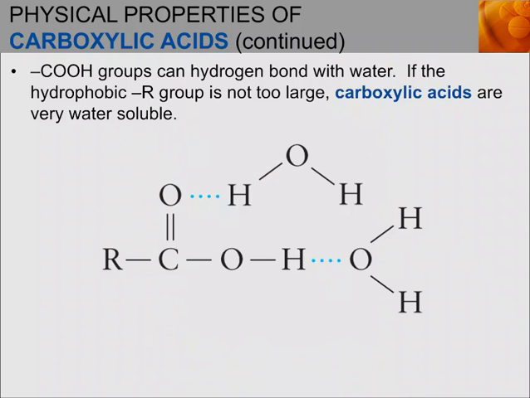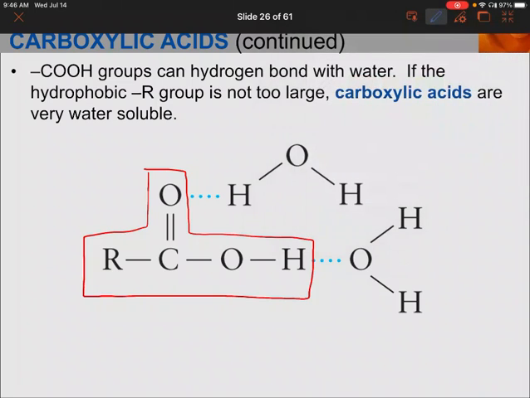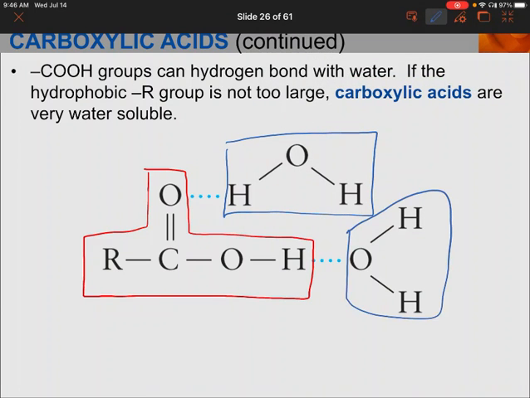Now, what if we mix a carboxylic acid with water? We already know water can hydrogen bond. We also know carboxylic acids can hydrogen bond. So of course, carboxylic acids can hydrogen bond with water. Here is our carboxylic acid, and then we have our water molecules here and here.